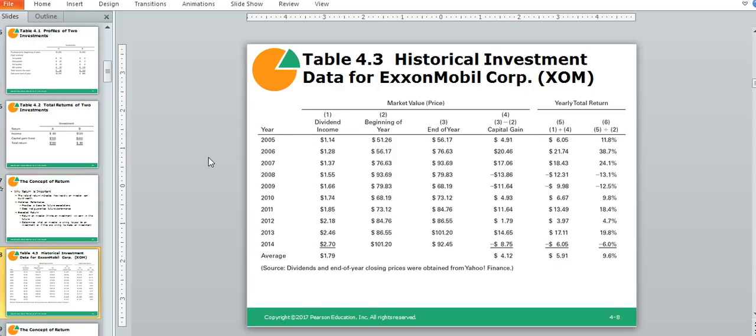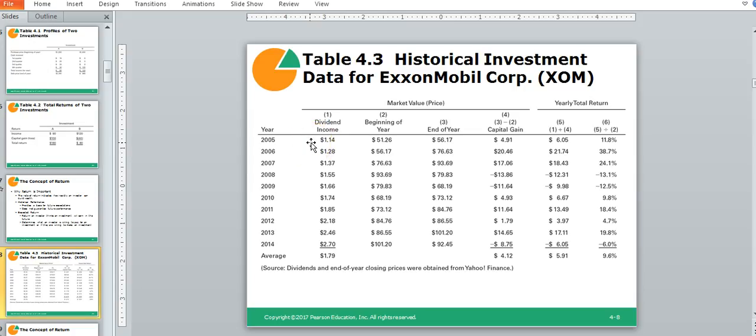This is ExxonMobil, and what they've done here is they've looked at the dividend income on this investment over a period of time, 10 years. And they've also looked at the price at the beginning of the year and the end of the year. And subtracting those gives us the capital gain. Again, that price appreciation is called capital gain. Dividend income is a different type of income. It would be a cash income component.